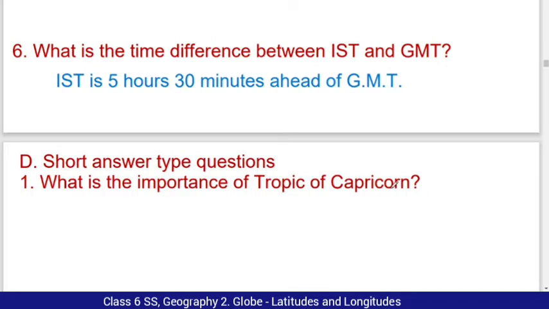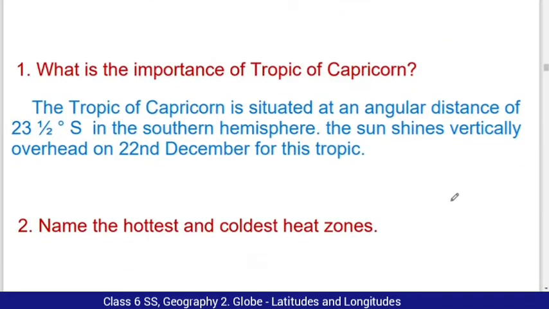Section D, short answer type questions. First question, what is the importance of Tropic of Capricorn? Answer, the Tropic of Capricorn is situated at an angular distance of 23.5 degrees south in the southern hemisphere. The sun shines vertically overhead on 22nd December for this tropic.